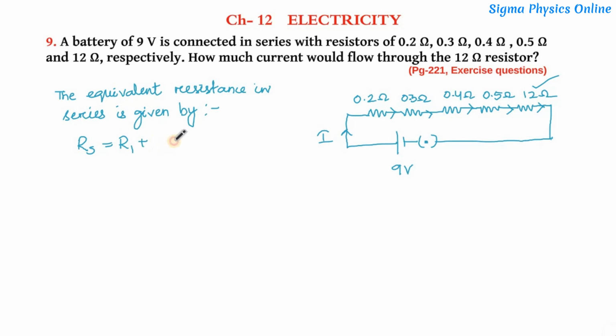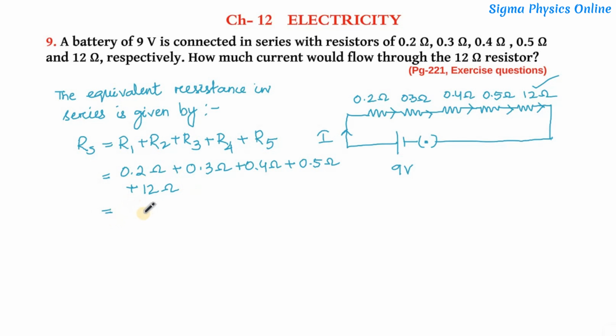Rs is equal to R1 plus R2 plus R3 plus R4 plus R5. So R1 is 0.2 ohm plus R2 is 0.3 ohm, R3 is 0.4 ohm, R4 is 0.5 ohm and R5 is 12 ohm. Adding all these up, we get the value of the equivalent resistance of this series circuit as 13.4 ohm.